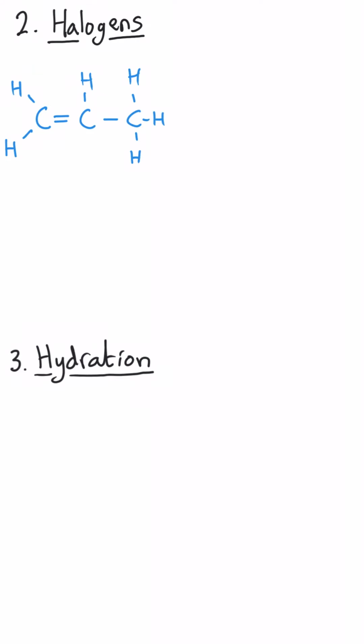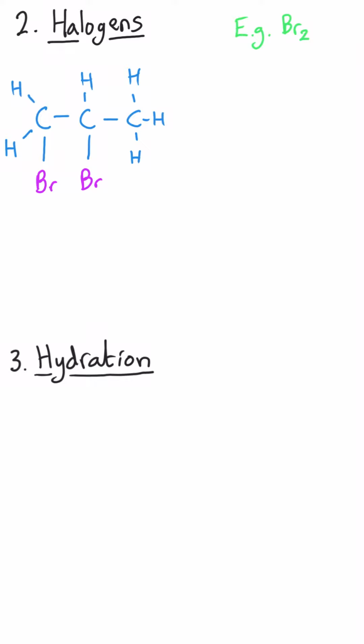Another example of an addition reaction is when halogens add on to the alkene molecule. You can see here I've got propene again, and we might add something like bromine, and what happens is bromine is diatomic. All halogens are diatomic, so Br2 is going to add on to this molecule. One bromine will add on to the carbon on the left-hand side, and the other bromine will add on to the carbon in the middle. That double bond breaks, and the bond between the 2 bromines also breaks.